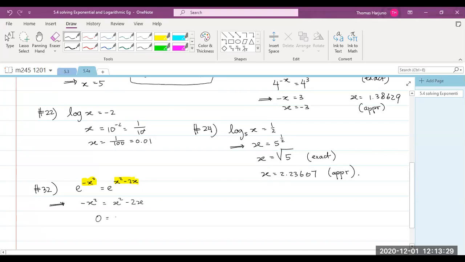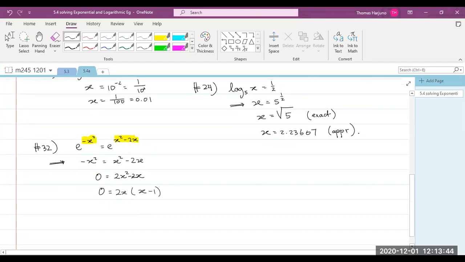Set one side equal to 0. And I need to solve by factoring, huh? So that's 2x factor out, x minus 1. So either x equals 0 or x equals 1. I think that part is quite easy.